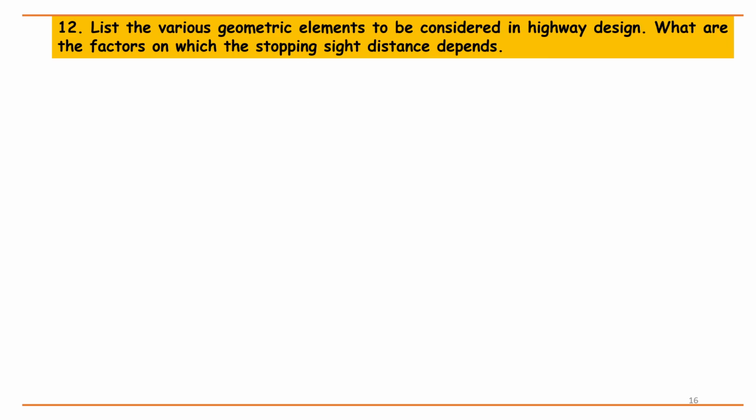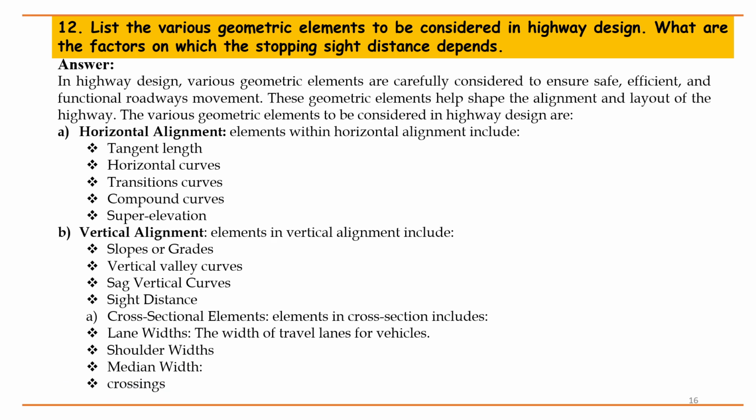12. List the various geometric elements to be considered in highway design. What are the factors on which the stopping sight distance depends? Answer: In highway design, various geometric elements are carefully considered to ensure safe, efficient, and functional roadway movement. These geometric elements help shape the alignment and layout of the highway. The various geometric elements to be considered in highway design are: A. Horizontal alignment.